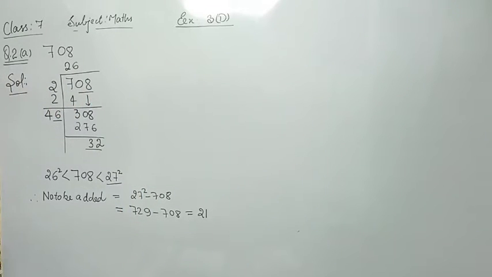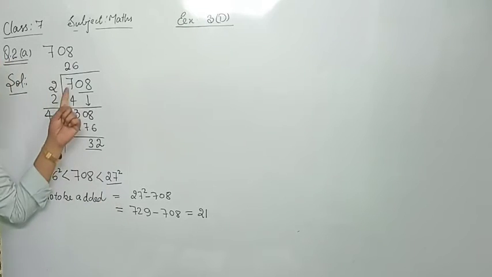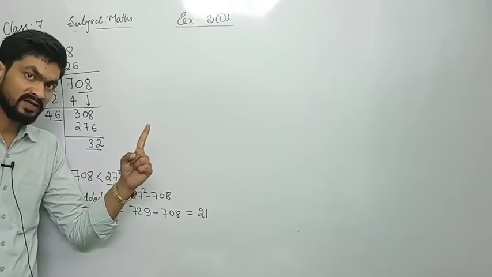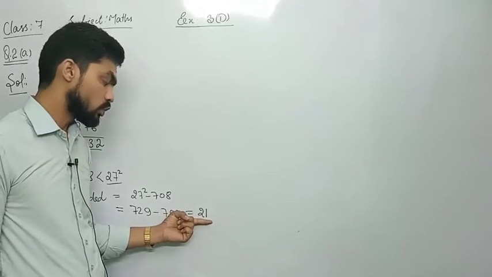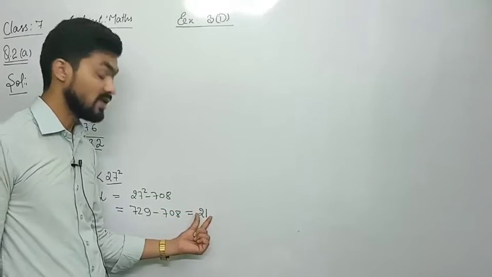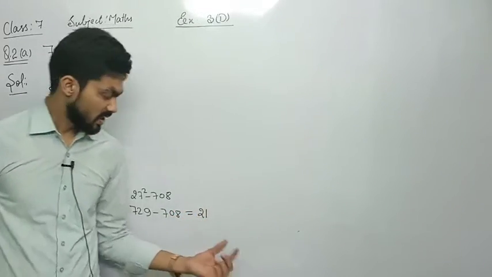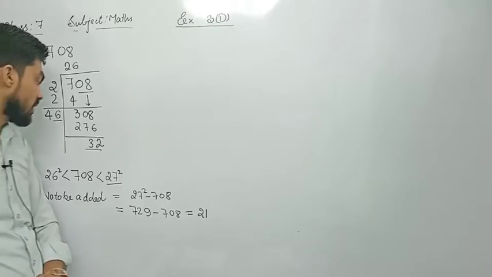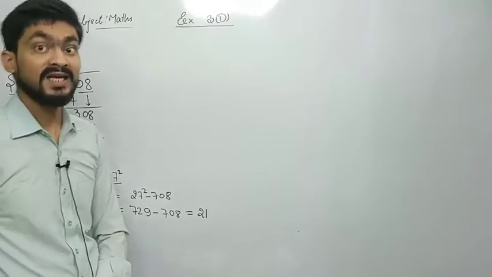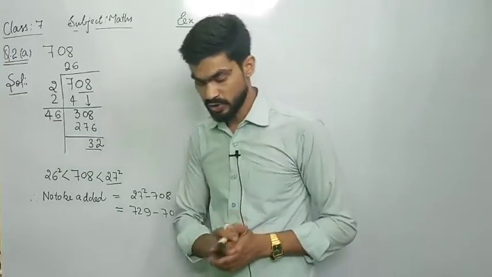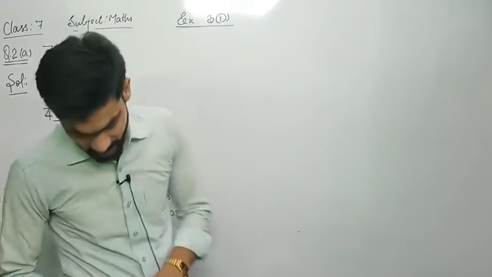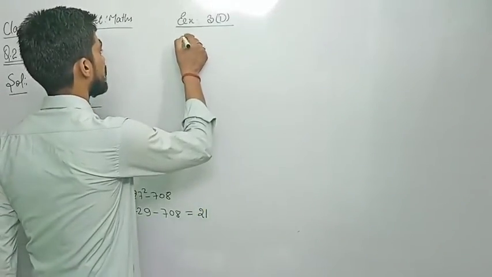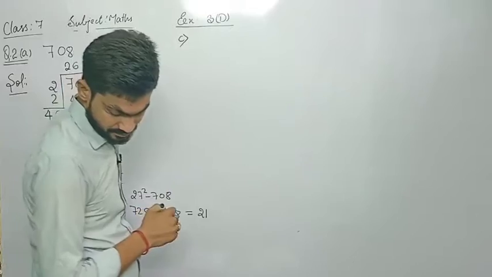Correct. So, what number should be added to 708 to make it a perfect square? The number to be added to make it a perfect square is 21. Meaning to say, if we add 21 to the number 708, it will become a perfect square, that is the square of 27. I hope you understood. I will take one more example. Let us see.